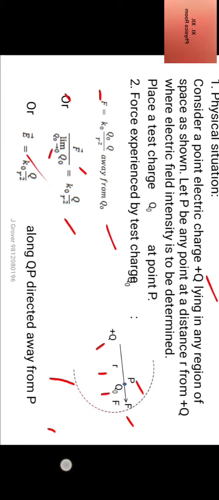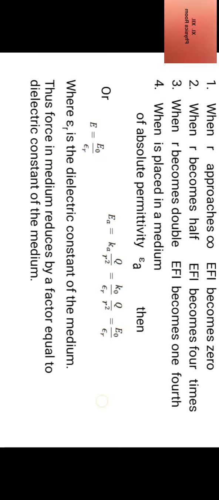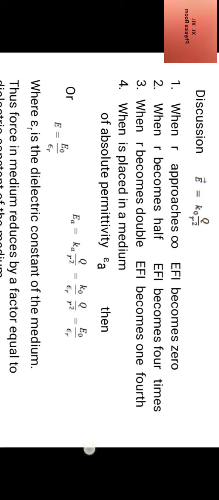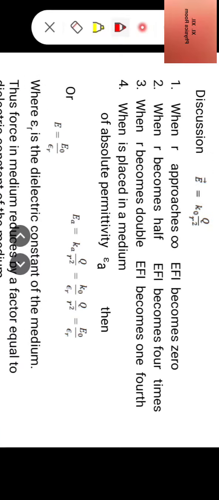Now we come to discussion points. Since the electric field is given by the expression E is equal to K naught Q by R square, when R approaches infinity, the electric field becomes 0. When R becomes half, the electric field becomes 4 times. When R becomes double, the electric field becomes 1/4.